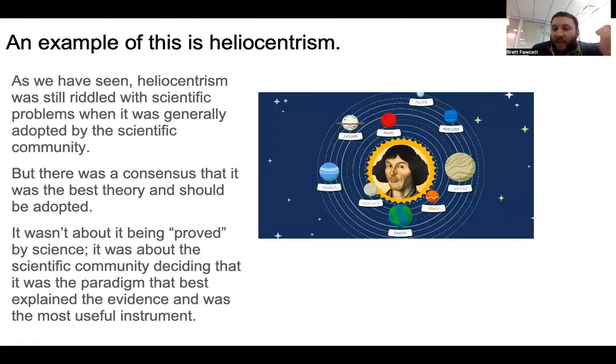Now, again, an example of this is heliocentrism. Like we've seen, when the scientific community adopted heliocentrism as its dominant paradigm, it was still riddled with problems. There were still lots of scientific problems with it that hadn't been solved yet. But they decided it's the best theory we have, and we're going to move on to it. And we expect that one day the science will end up vindicating it and solving these problems, right? Which happened largely. So it wasn't about this theory being proved by science. It was about the scientific community deciding that that paradigm did the best job saving the phenomena, and it was the most useful instrument to use.